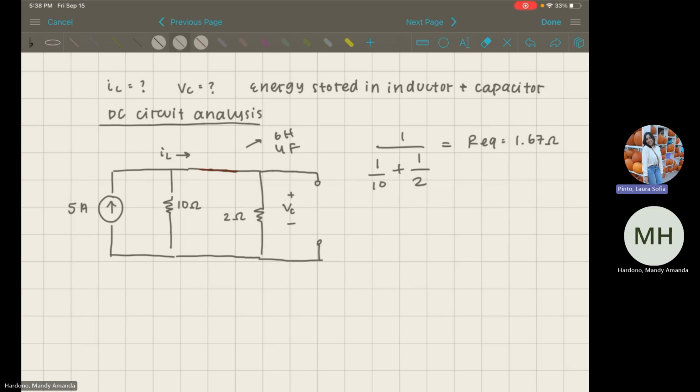We have the equivalent resistance here. So what should we do to get IL? Multiply the 5 amp current times the resistance, 1.67, which gives us the total voltage. Oh yeah, voltage is equal to resistance times current, right? Yes, Ohm's law. So then that's a value: 8.35.